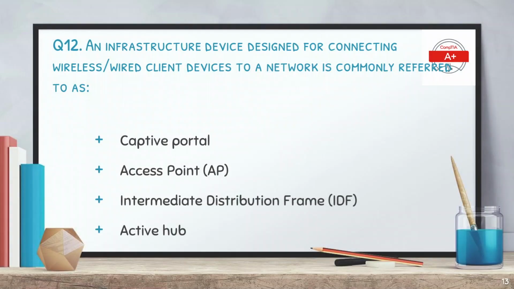Question number 12: an infrastructure device designed for connecting wireless and wired client devices to a network is commonly referred to as, the options are captive portal, access point, intermediate distribution frame, and active hub, and the correct answer is the access point. We know that we have access points, the wireless routers that are installed in our homes. That is used for connecting wireless or also wired clients.